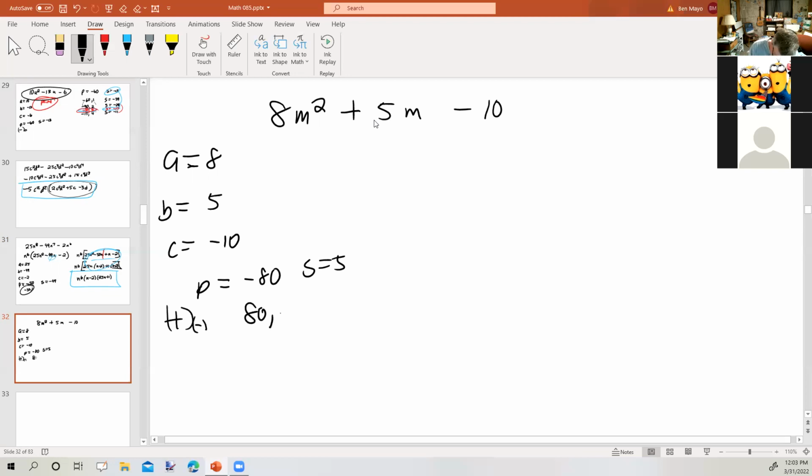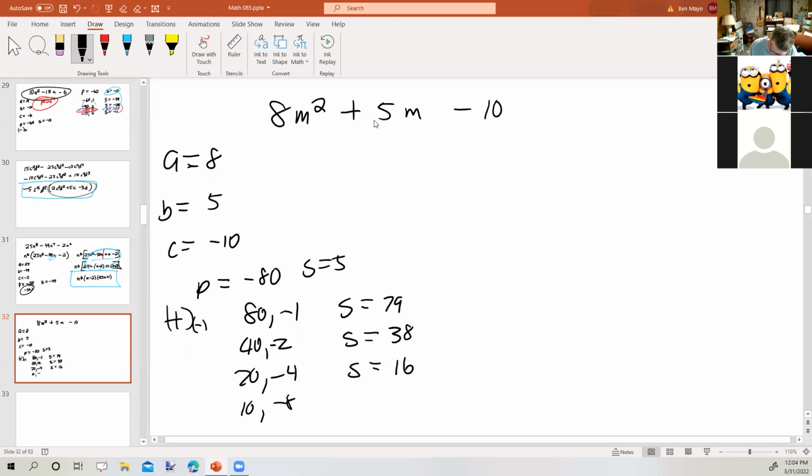So how about 80 and negative 1? Well, the sum would be 79. How about 40 and negative 2? The sum would be 38. How about 20 and negative 4? The sum would be 16. How about 10 and negative 8? The sum would be 2.